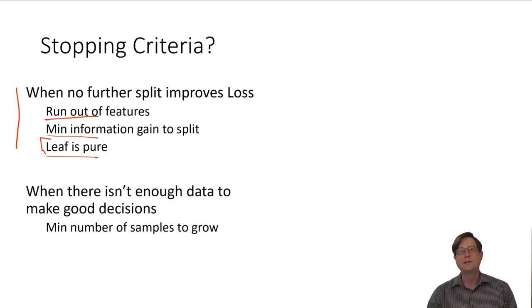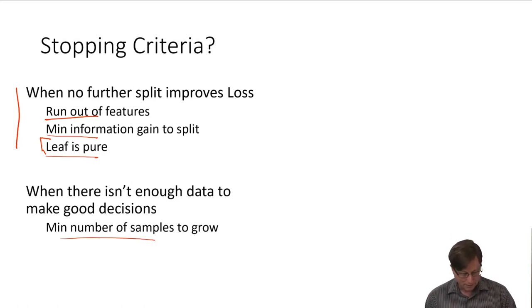But what you really want to do is grow a tree until there isn't enough data to make good decisions. Because otherwise, just like we talked about in that generalization lecture, you are going to pick splits that happen to look good on the data you have available, but that do not generalize well to data that you haven't seen yet.